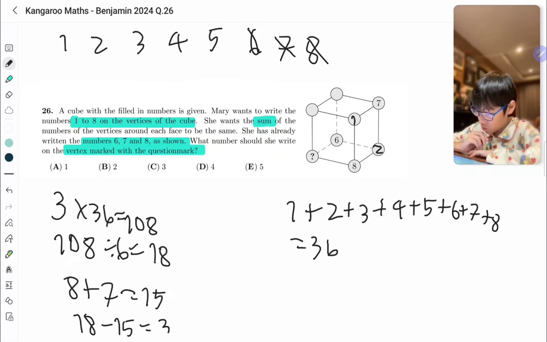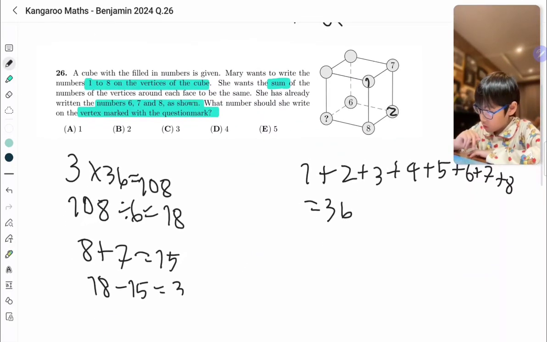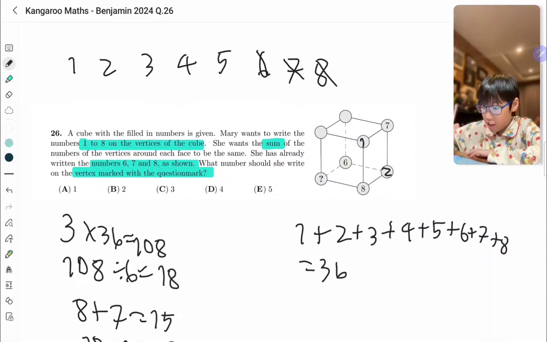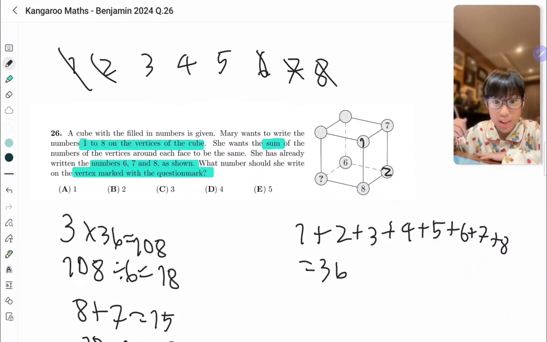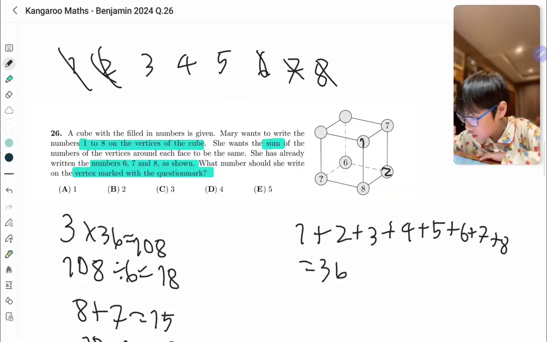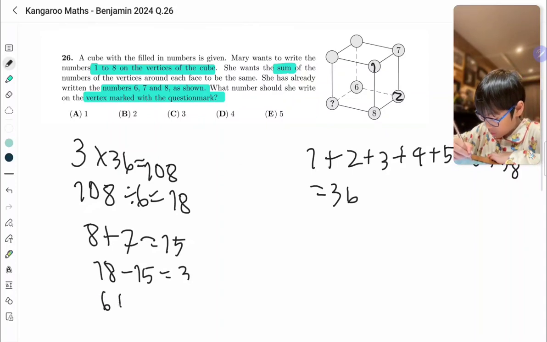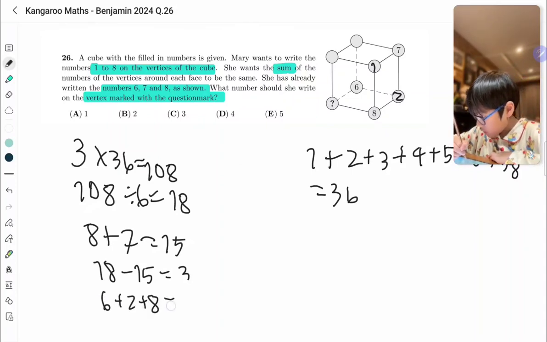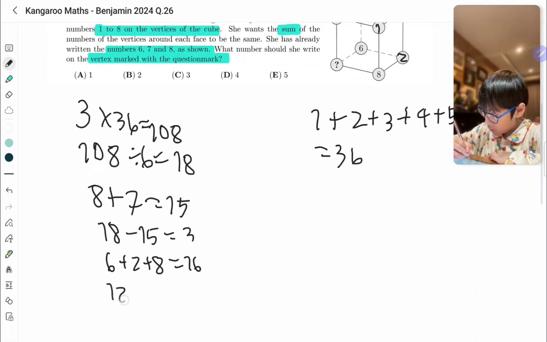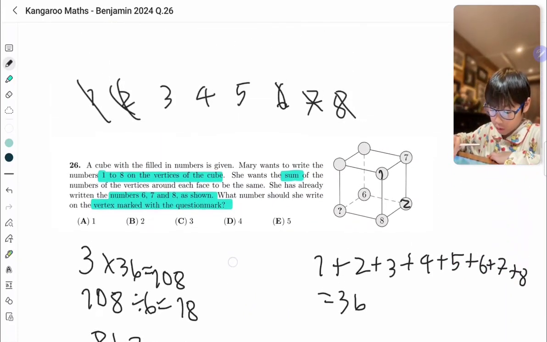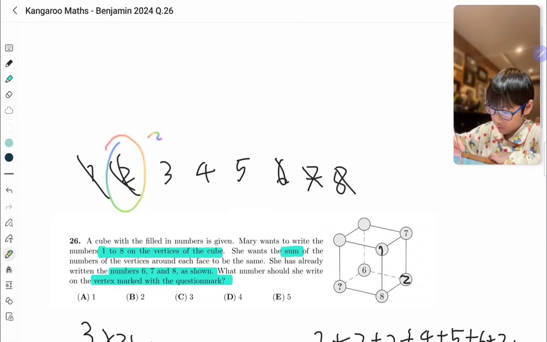Now can we find the question mark? Oh yeah, I just remember we have to cross out 1 and 2. Because, okay, now we have 3, 4, and 5 left. Now let's do the same thing as we did. 6 plus 2 plus 8 is equal to 16. 18 minus 16 is 2. But hang on, we already used 2 a long time ago.